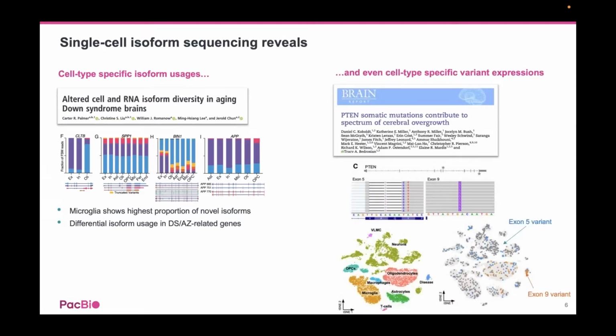In another recent publication, the authors at Nationwide Children's Hospital showed that the PTEN gene in this patient has two distinct mutations in exon 5 and exon 9. They further showed with single-cell Iso-seq that the two variants are expressed in different cell types.